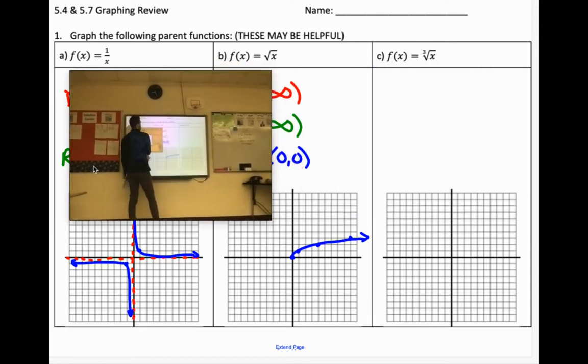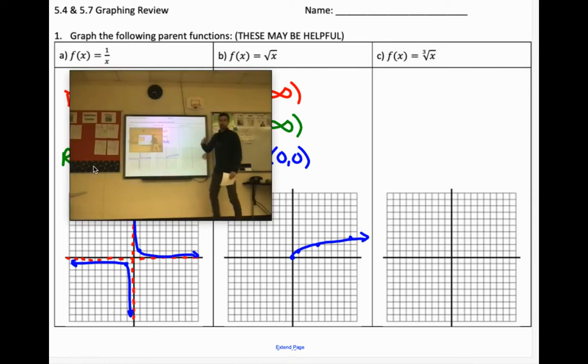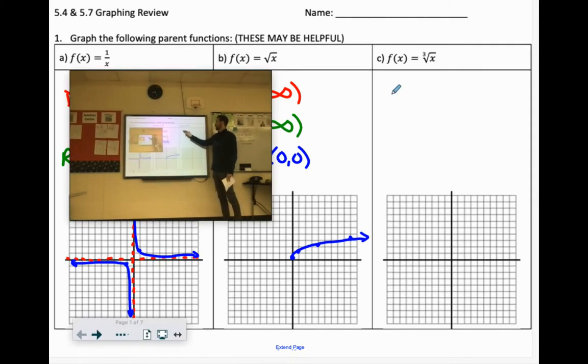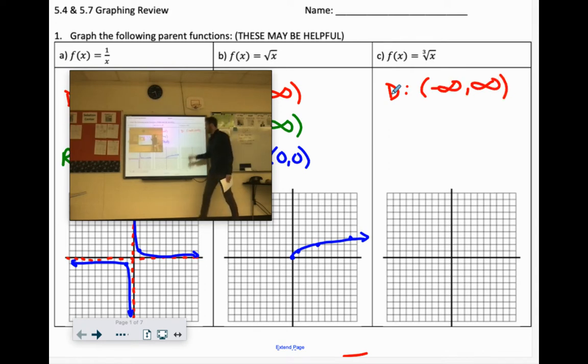All right, we'll scooch over here. The cube root function. Now, the domain and range for this is all real numbers, because you could cube root negative numbers. Domain, all real numbers. Range, all real numbers.